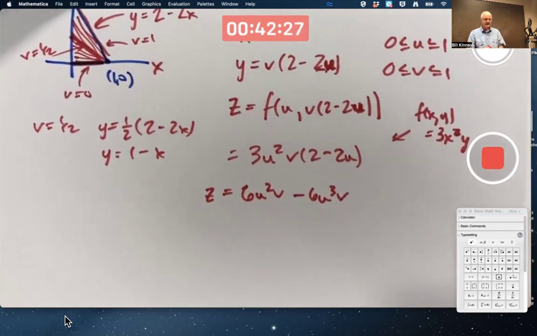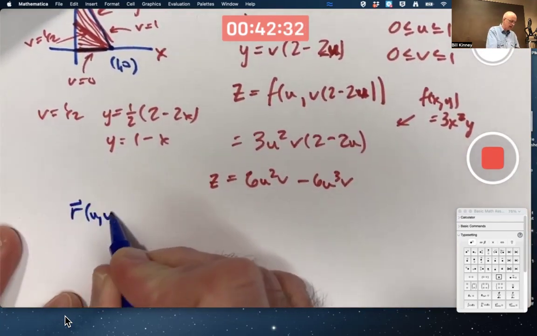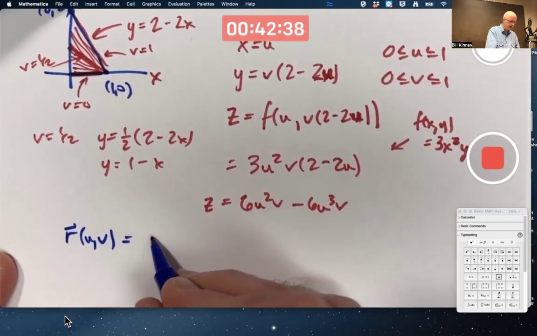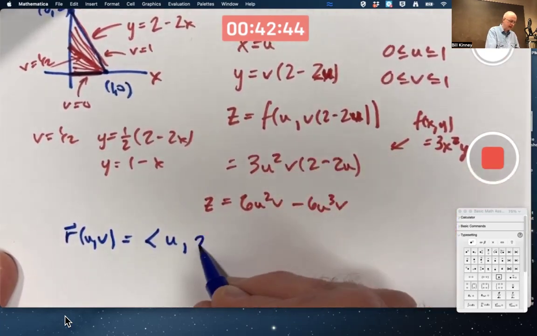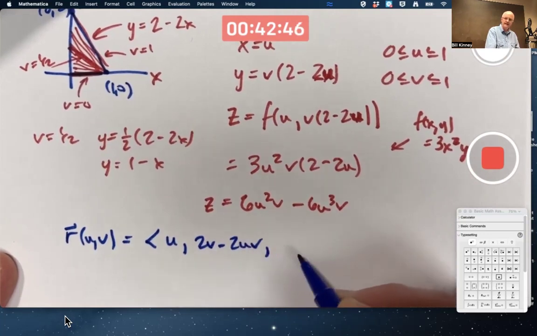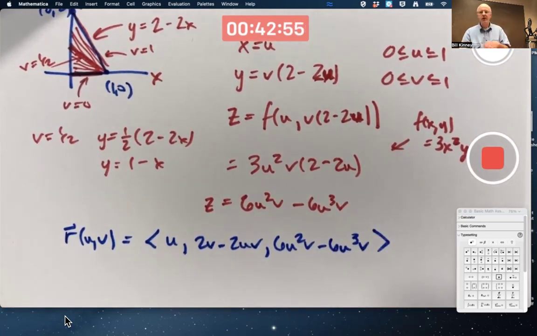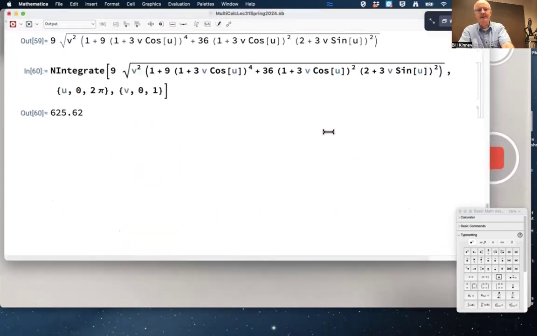We're not done. That's not the r yet. The r is found now by writing all these quantities x, y, and z in terms of u and v. x is u, y is v times that, which I guess I'll expand to 2v minus 2uv, and z is, well, we simplified here, 6u squared v minus 6u cubed v. This should parameterize the exact same surface, but now over this triangle instead of over the rectangle or the disk. It's the exact same surface, though, the graph of the exact same function.